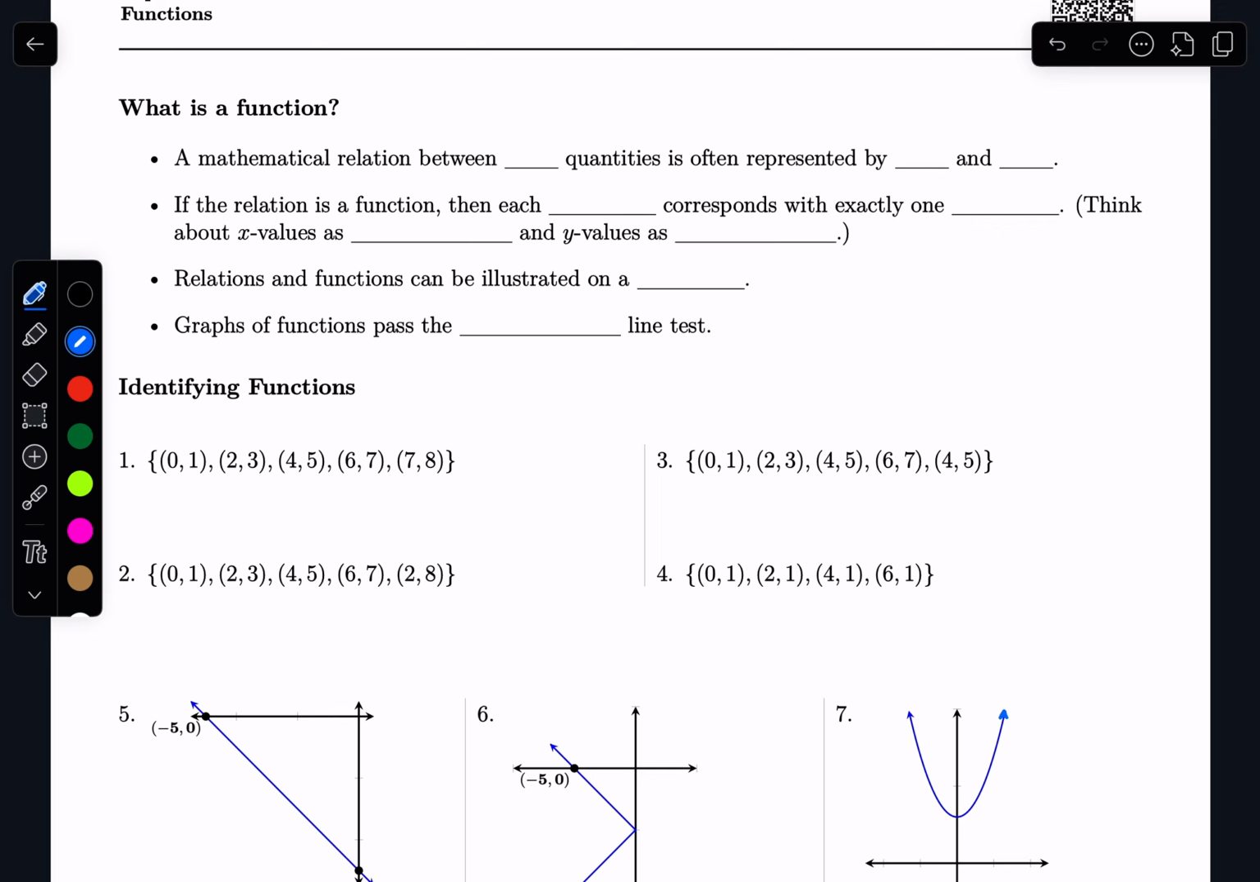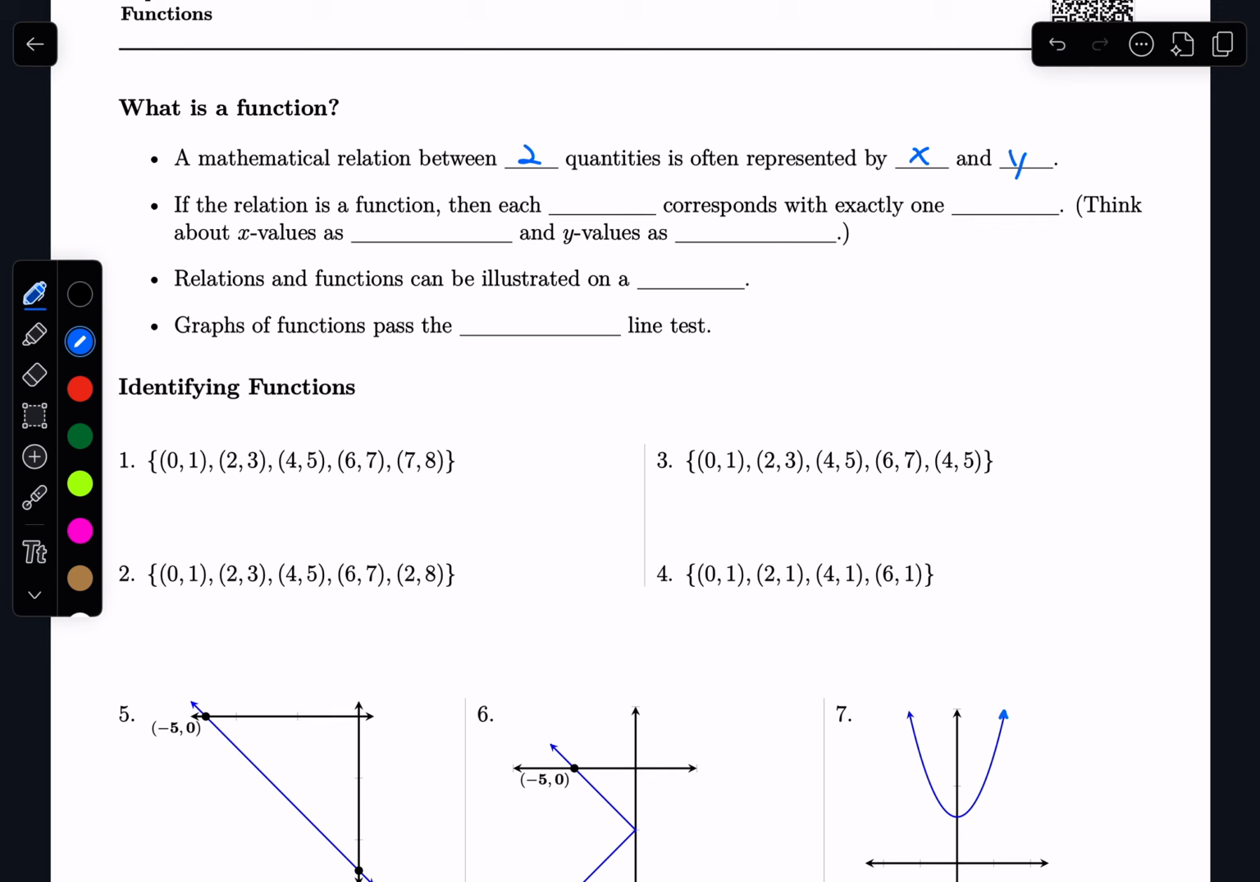So first, what is a function? A mathematical relation between two quantities is often represented by the letters x and y. So you might have seen something like y equals x squared, y equals x cubed, things like that. Those are all functions. Generally speaking, we are going to replace the letter y with the notion of f of x, which we'll talk about a little bit later. But for now, we're just going to leave it as x and y, inputs and outputs. And generally speaking, the idea of a function is that you input one number and you output a different number.